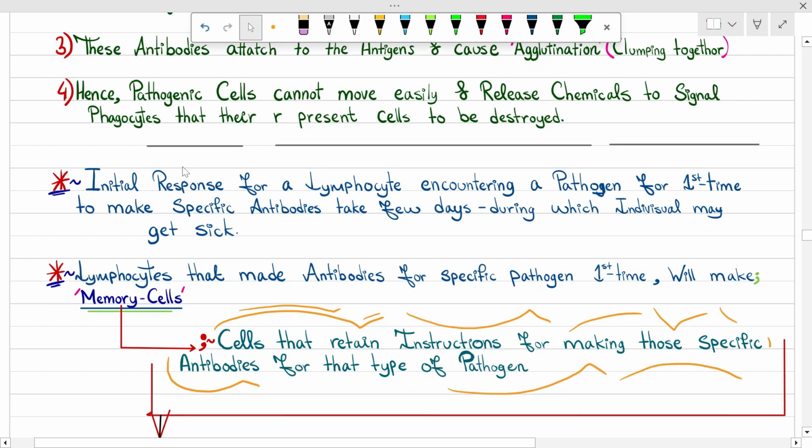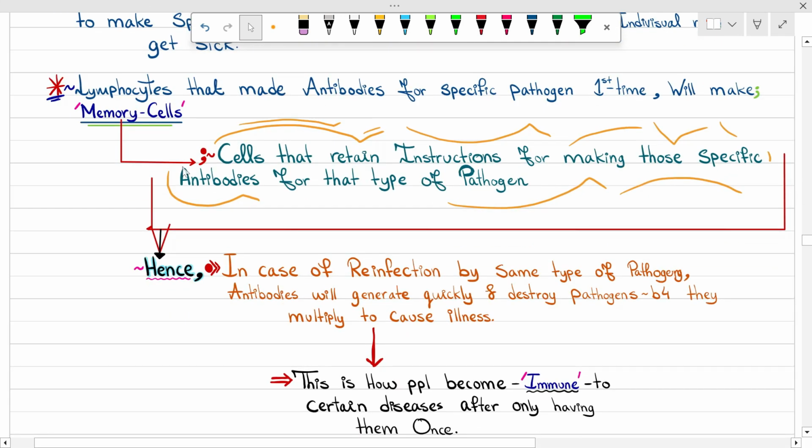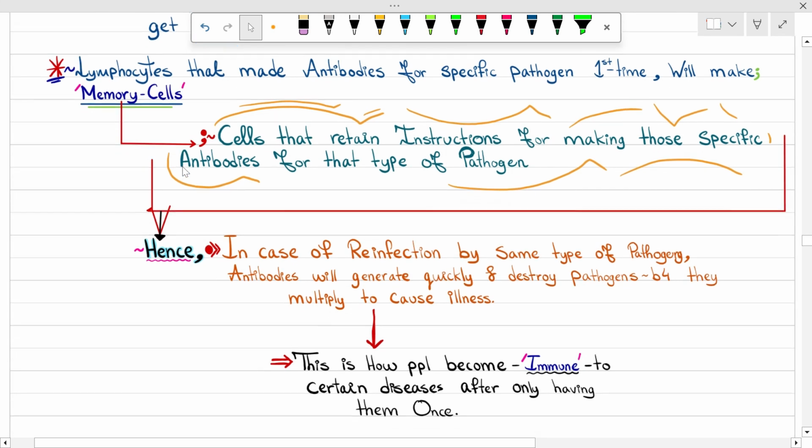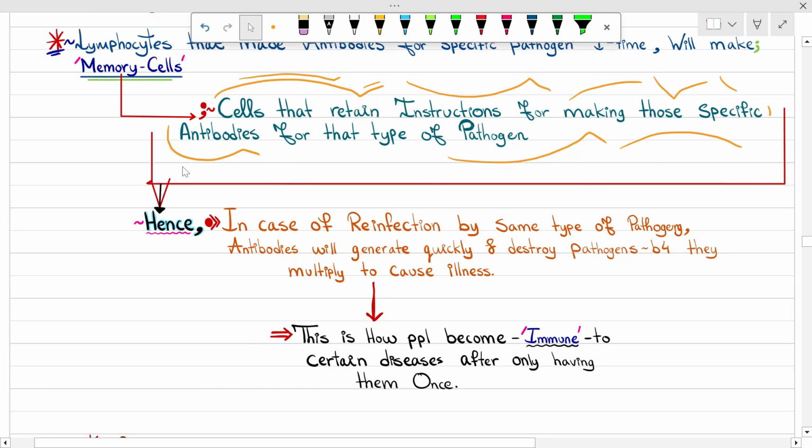Now, during active immunity, the initial response for a lymphocyte encountering the pathogen for the first time to make specific antibodies will take a few days because it's the first time. During this time, the individual may get sick, as we said before. The lymphocytes that make the antibodies for the specific antigen will then make memory cells, cells that retain the instructions for the specific antibodies for that pathogen. So in case of reinfection by the same type of pathogen, the antibodies will regenerate quickly and destroy the pathogens before they multiply to cause illness.